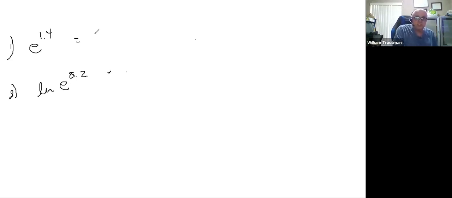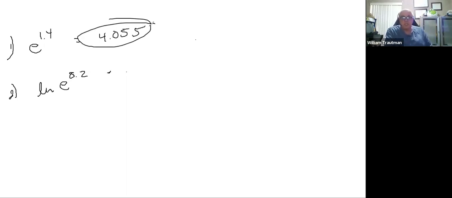And it'll tell you how many decimal places to take it. It'll be multiple choice, so if you type it incorrectly, you can't get it wrong because you just click the correct answer. I get 4.055. And for the next one, you have to type in ln, then second ln to get the E raised to 8.2.